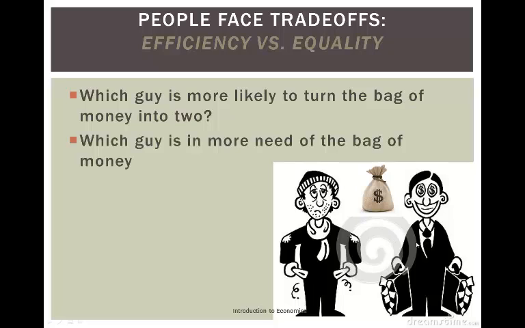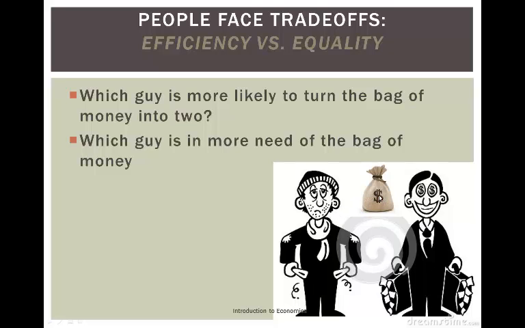The second question is, which guy is in more need of that bag of money? It's probably going to be a poor guy, right? He probably needs that bag of money more in order to get out of slums, right, than the rich guy. So this is why the trade-off exists. We can give this bag of money to both guys. But if we're giving it to the rich guy, we're supporting efficiency. If we give it to the poor guy, we're supporting equality or equity.